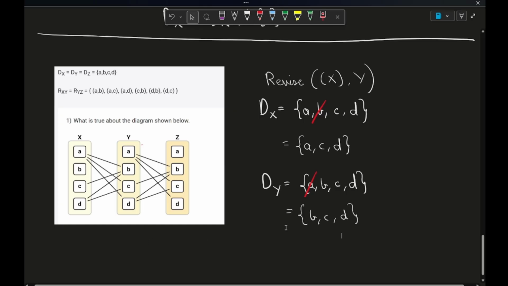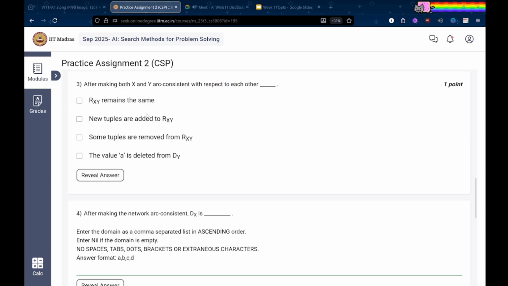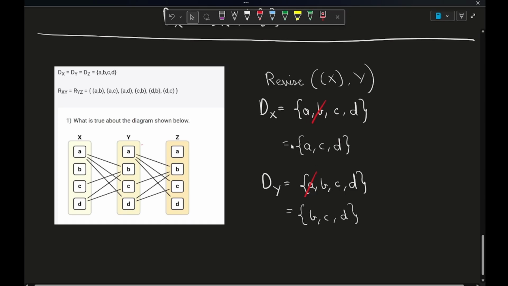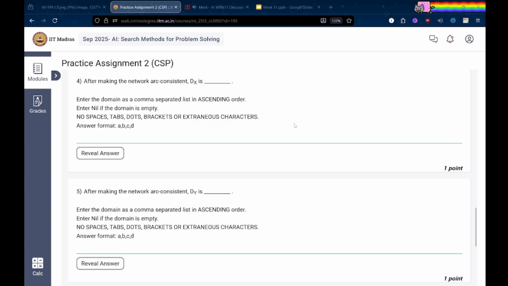So domain of Y. RXY remains the same, yes, because we are only changing the domain of Y. New tuples are added and value A is deleted. So these two should be the same. RXY remains the same and value A is deleted. Okay, this was clear to everyone, right? Yes, yes. And after making the network arc consistent, DX is okay.